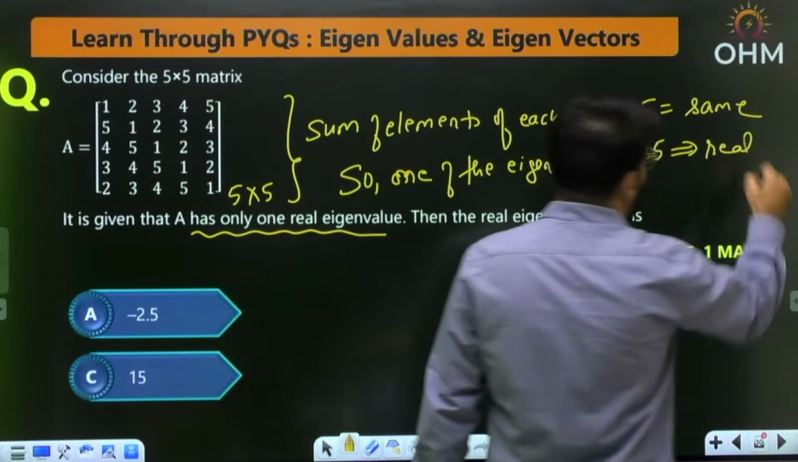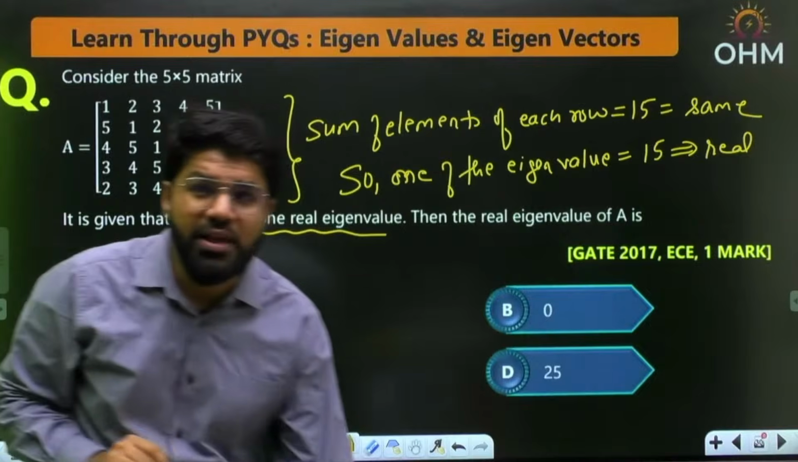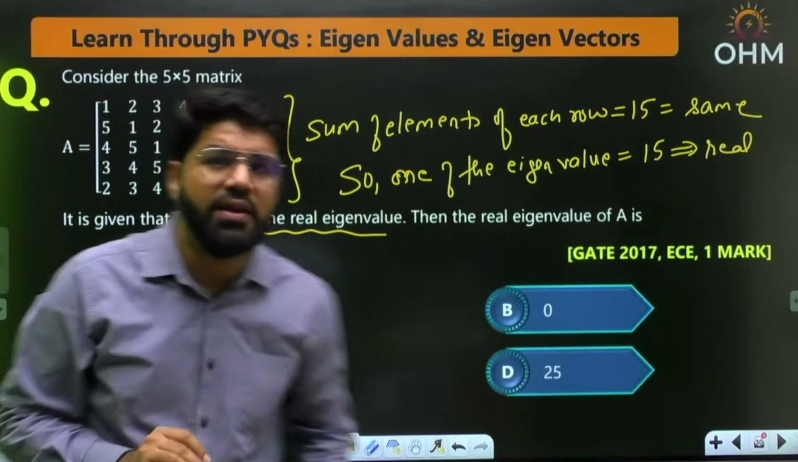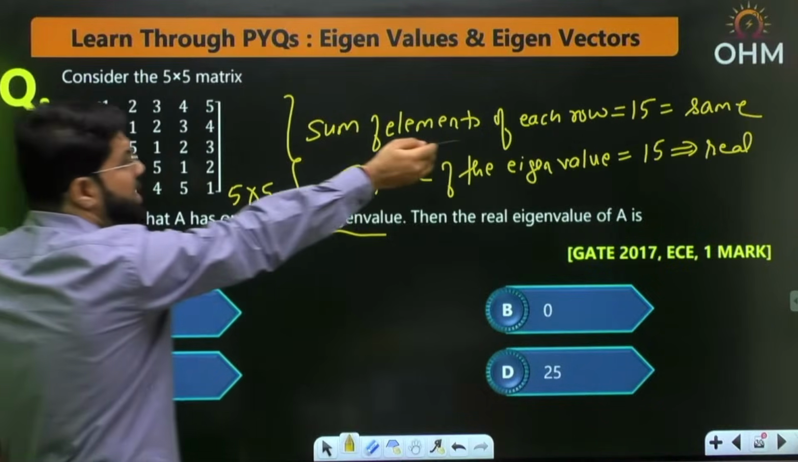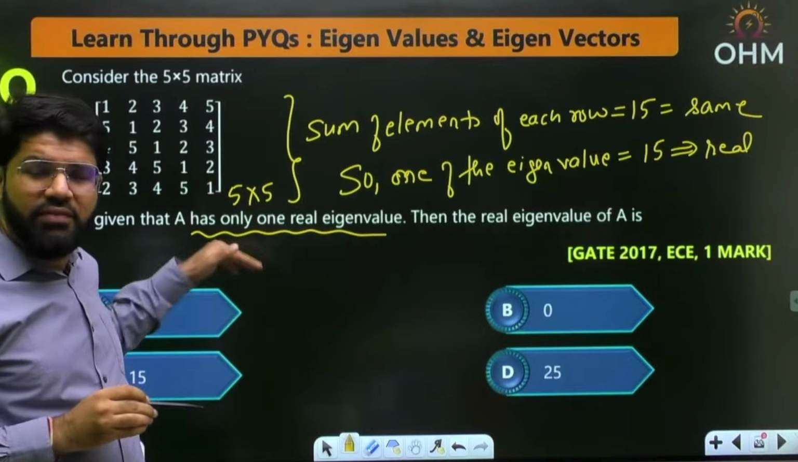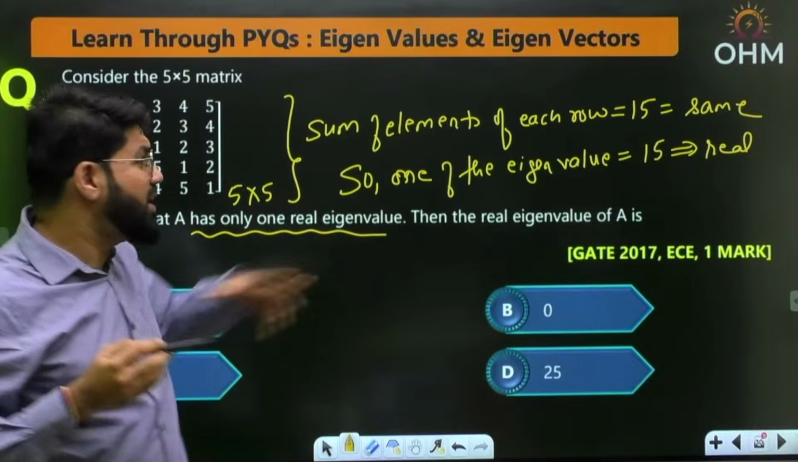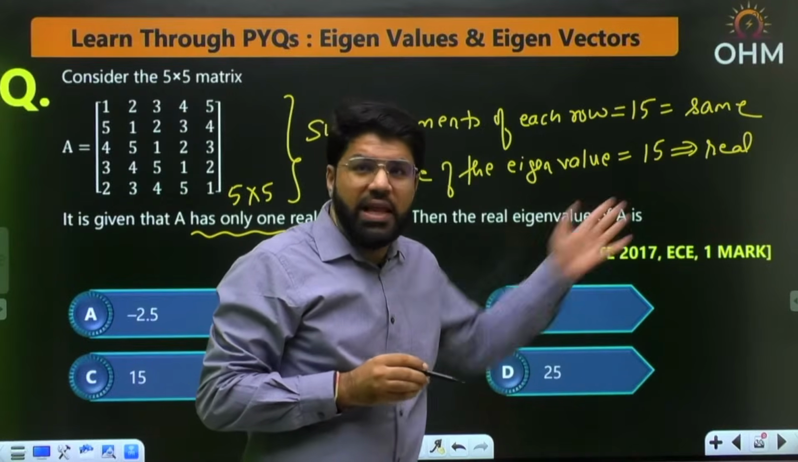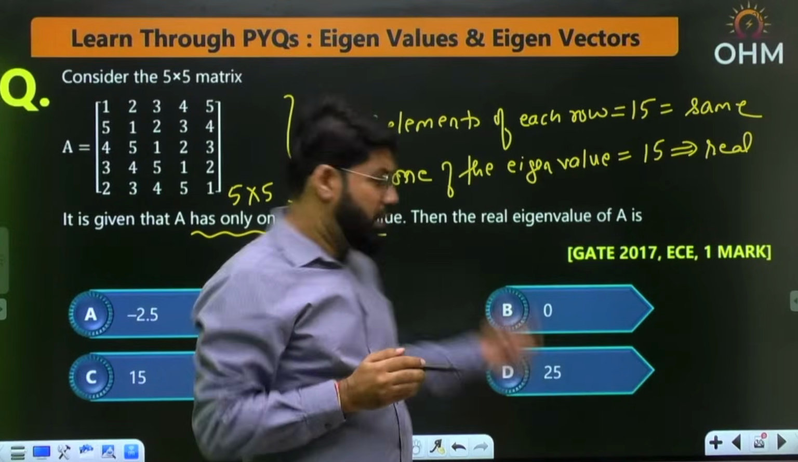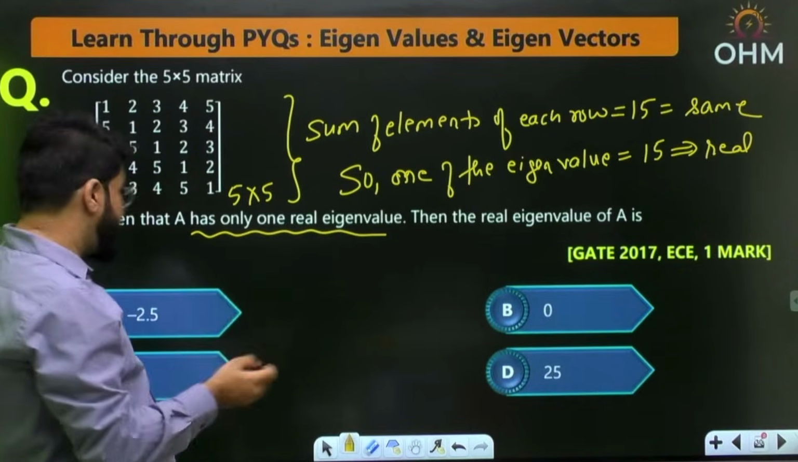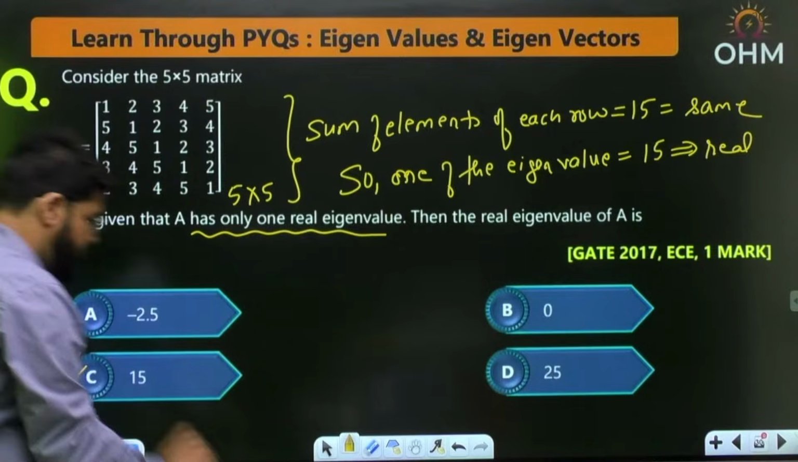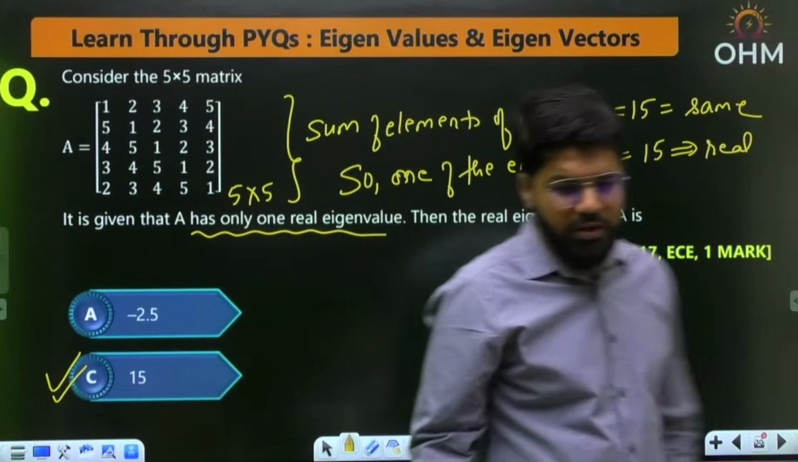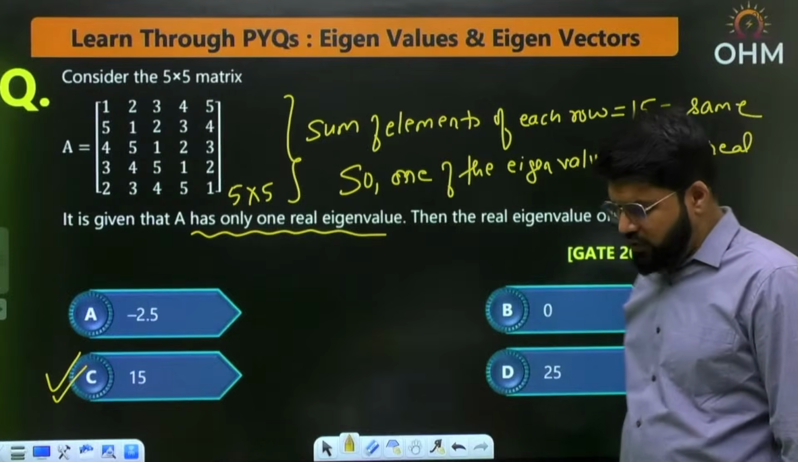Now they have mentioned the matrix has only one real eigenvalue. So which is that real eigenvalue? On one side they say one real eigenvalue, and from my side there is one eigenvalue which is 15, automatically real. So there cannot be any other real eigenvalue as per the data of the question. So what is that real eigenvalue? Option C, 15.